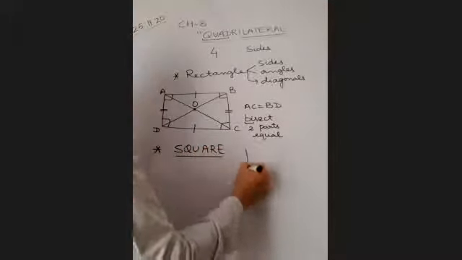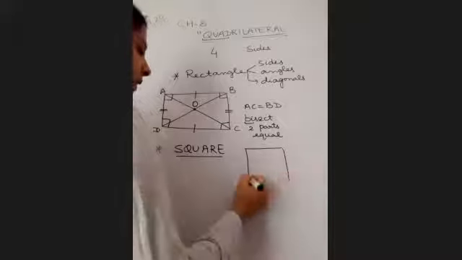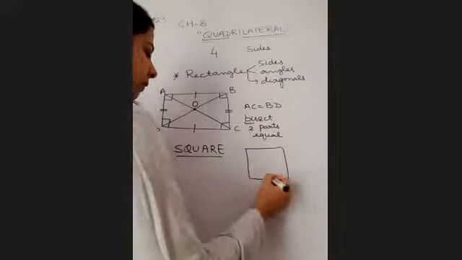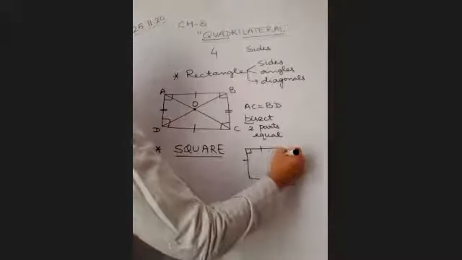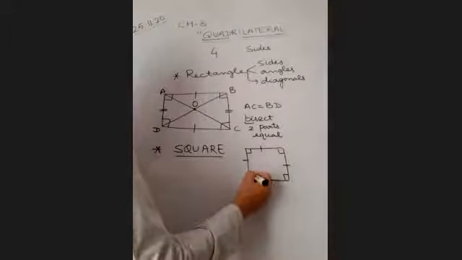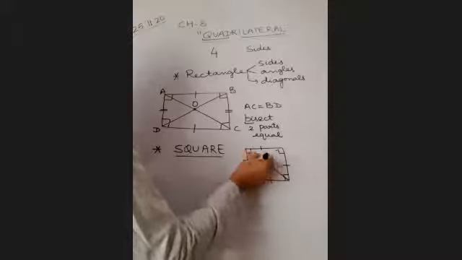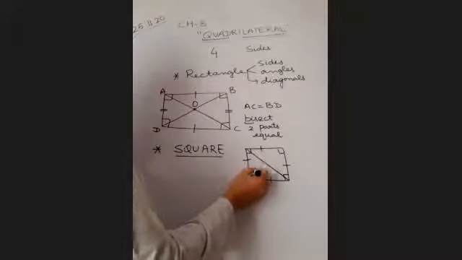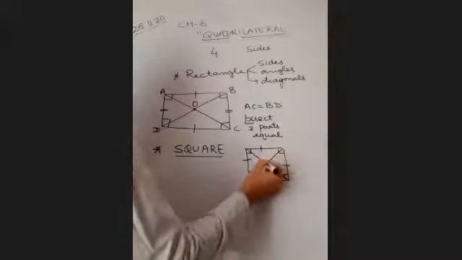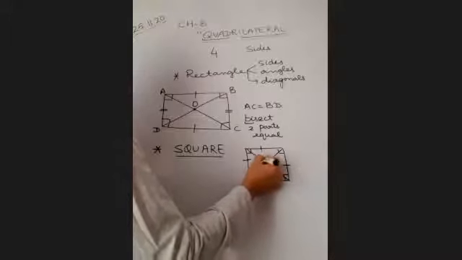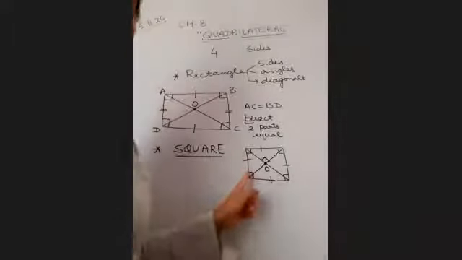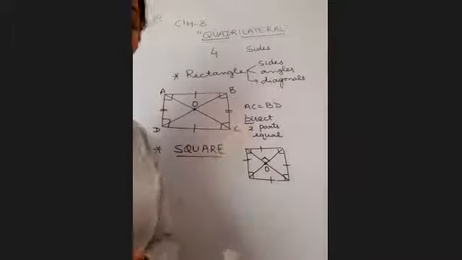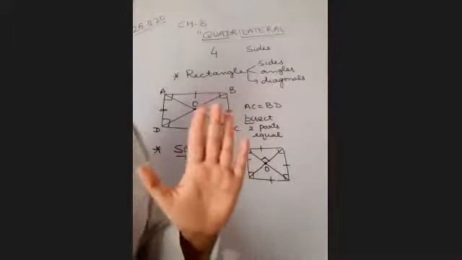In a square, all sides are equal. Each vertex angle is 90 degrees. And what about diagonals? Diagonals are equal and bisect each other at 90 degrees. Now understand.